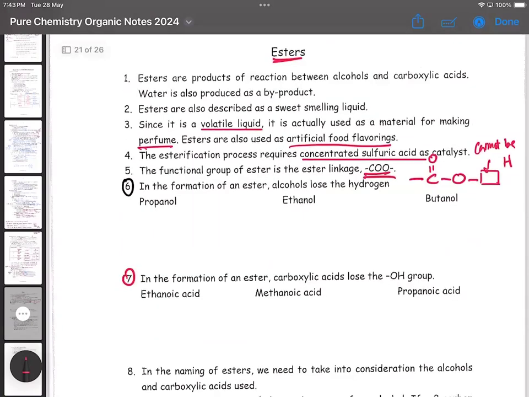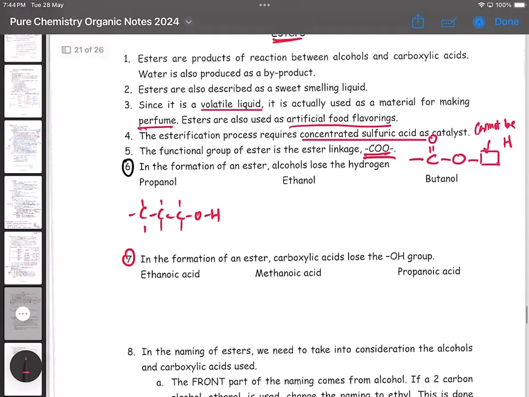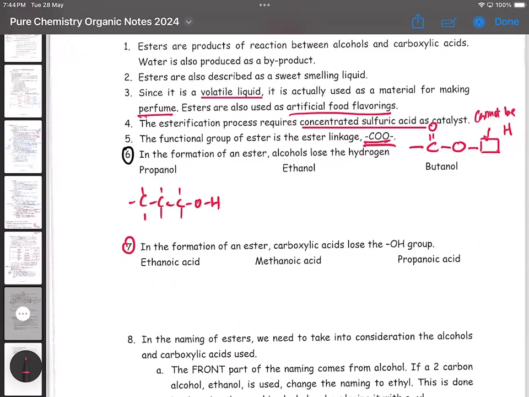Okay, so for this case, for propanol, let's draw this structure. So it's a three. All the rest are all hydrogen. So I don't draw them so as not to crop the whole structure here. Then your two carbon. Okay, so nothing much here.